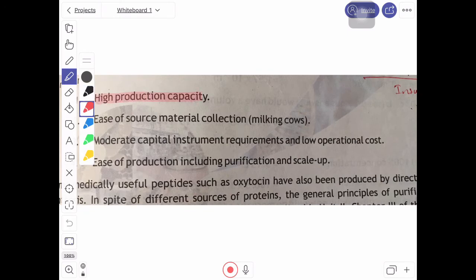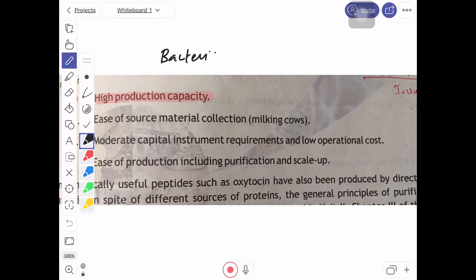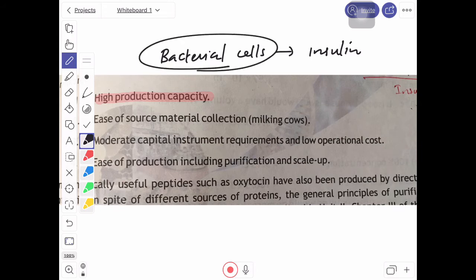First advantage is high production capacity. Generally, in the case of bacteria, a bacterial cell produces a particular amount of insulin, and once you get that insulin, or if you have to harvest that insulin, you have to discard or kill these bacteria, or you have to go for a purification process.